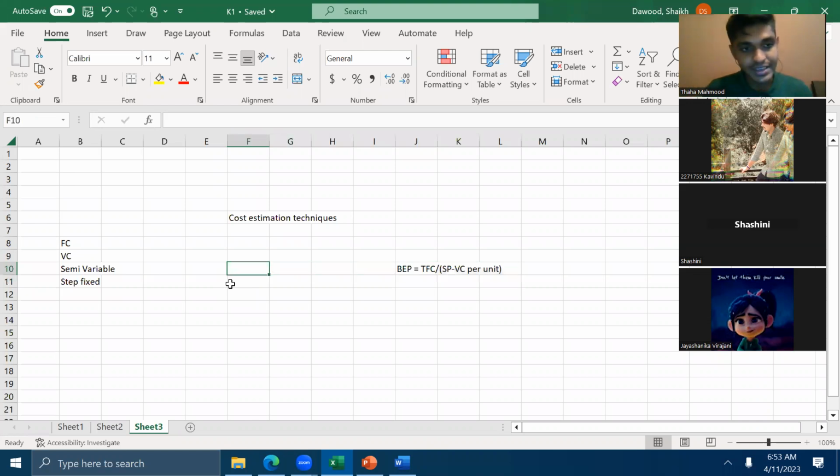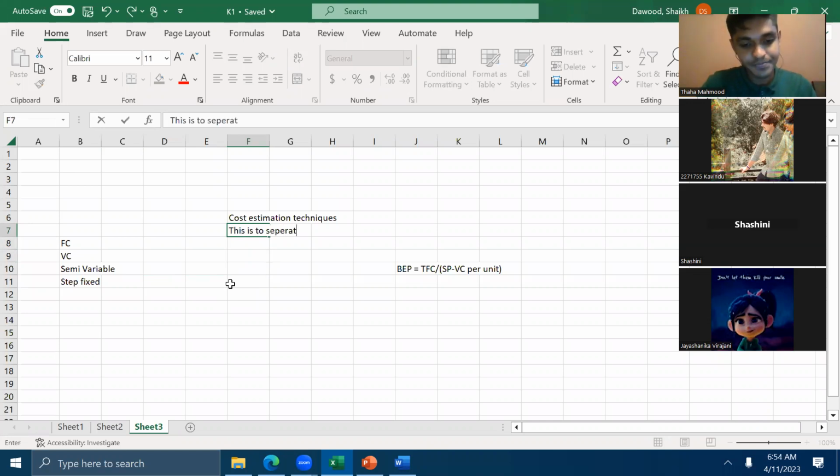Therefore, what we have to do is, mainly when it comes to the semi-variable cost, we have to separate the fixed portion of the semi-variable cost and the variable portion of the semi-variable cost, and then we can use them in our calculations. So that's the main objective when it comes to this cost estimation techniques. This is to separate the fixed and variable portion of semi-variable cost.